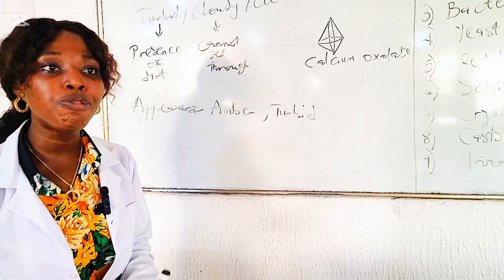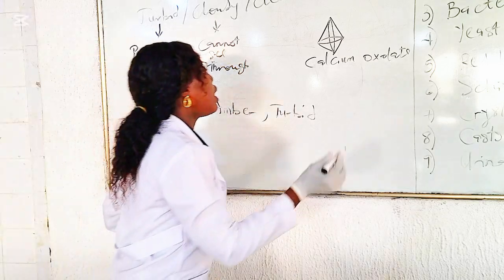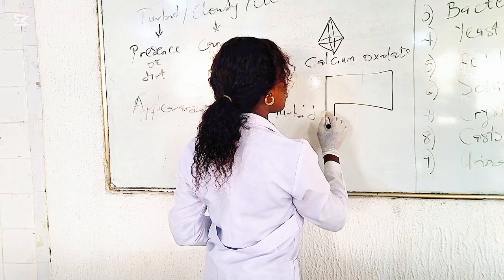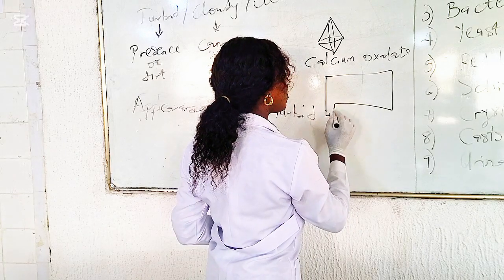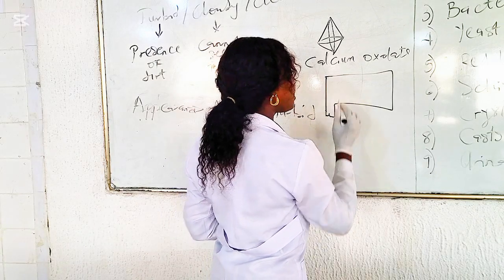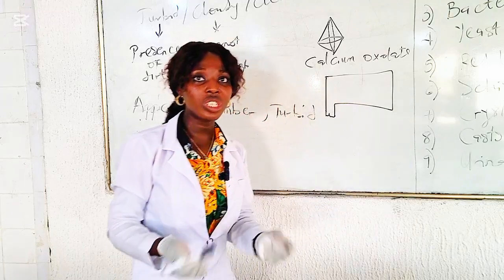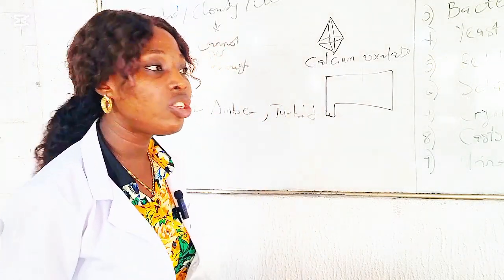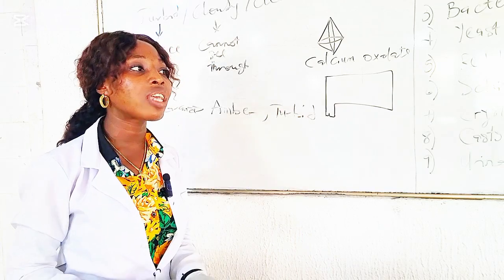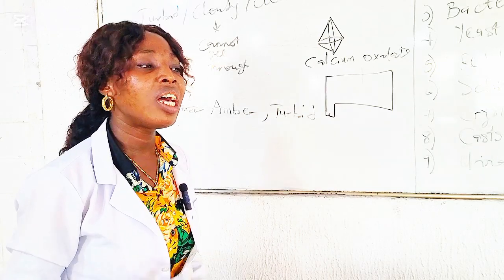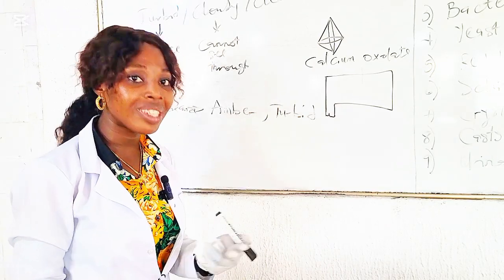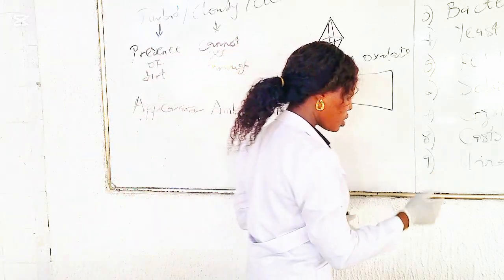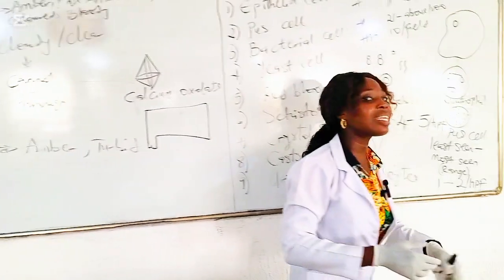Now we have abnormal crystals, like your cholesterol crystal. It looks something like this. Your cholesterol crystal is an abnormal crystal that can indicate kidney stone. And there are some crystals like sulfonamide crystal that indicate the use of drugs that contain sulfonamide. So that's for crystals.